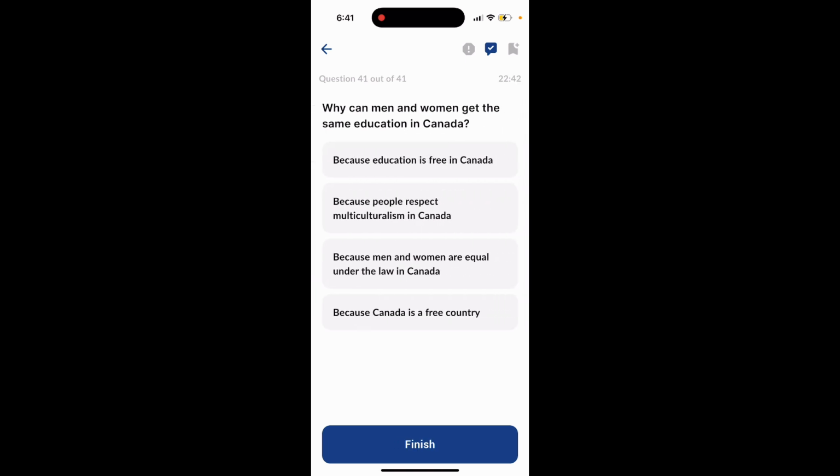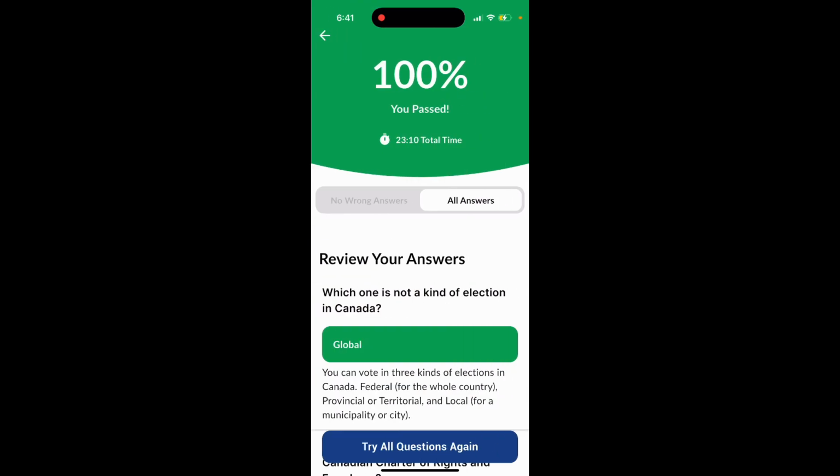Last question. Why can men and women get the same education in Canada? Option 1, because education is free in Canada. Option 2, because people respect multiculturalism in Canada. Option 3, because men and women are equal under the law in Canada. Option 4, because Canada is a free country. The answer is option number 3, because men and women are equal under the law in Canada.